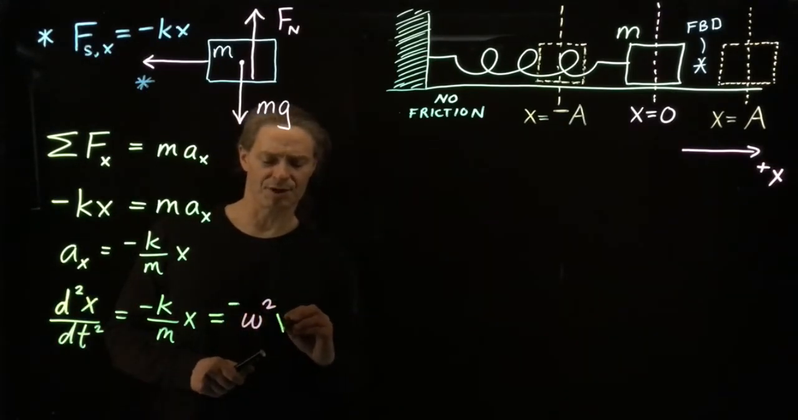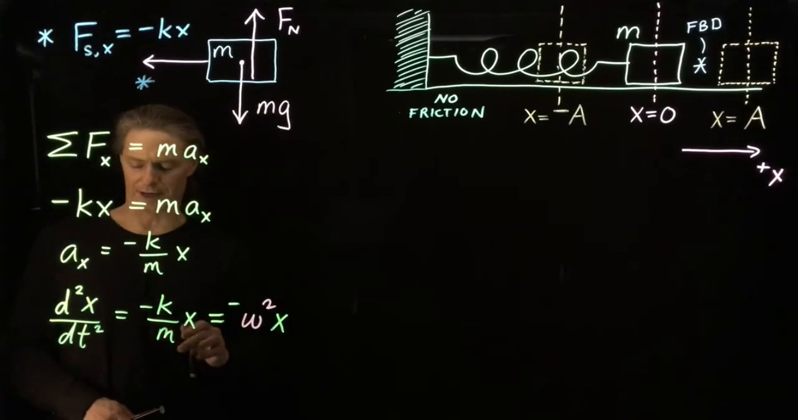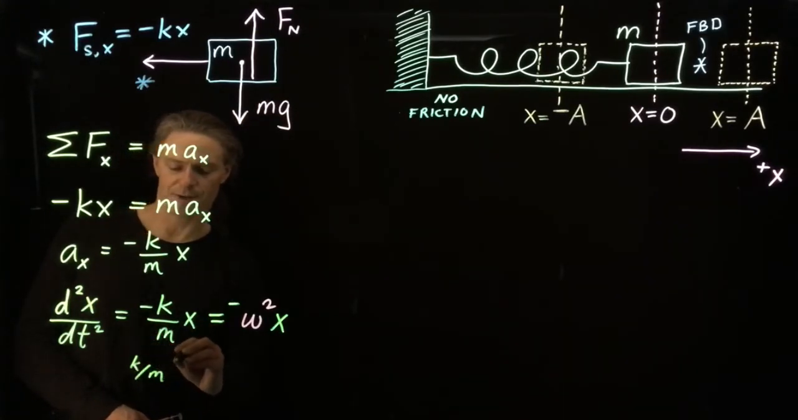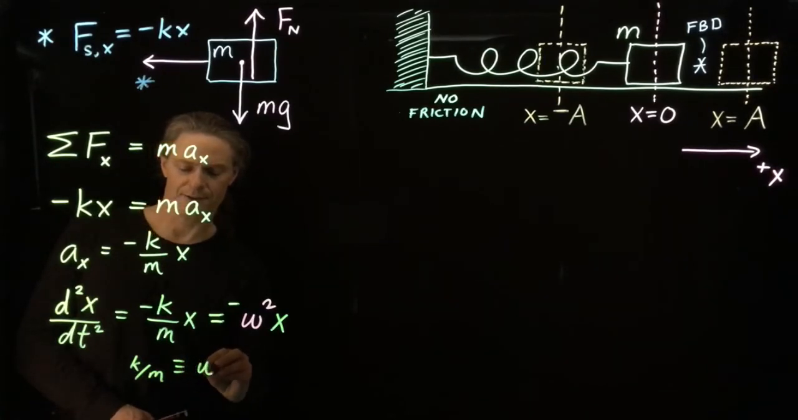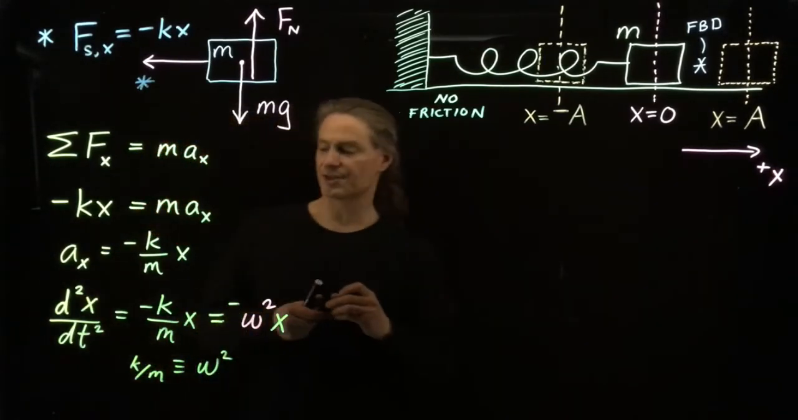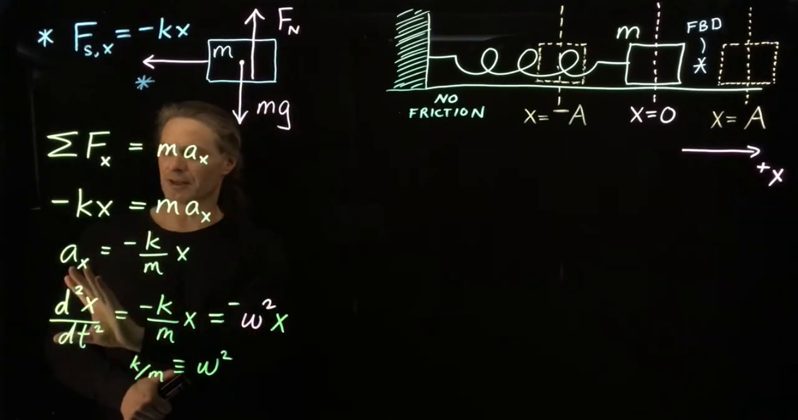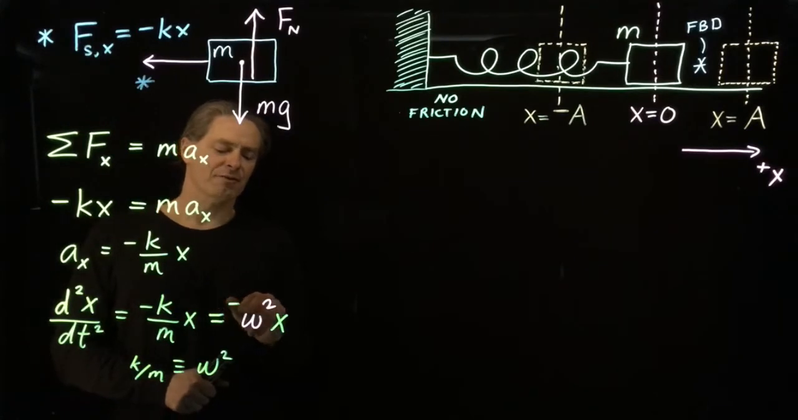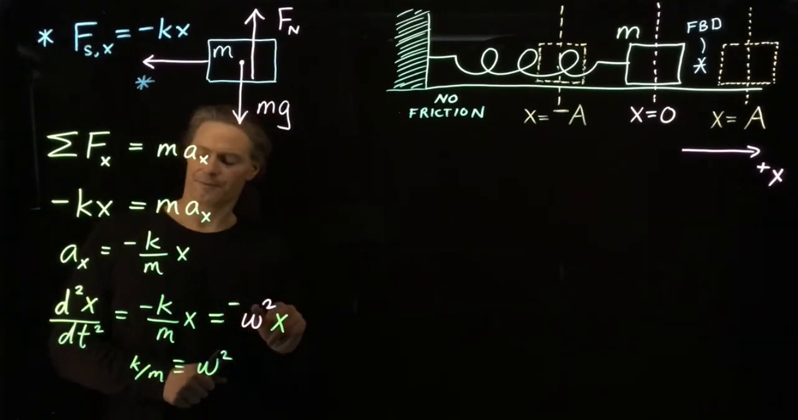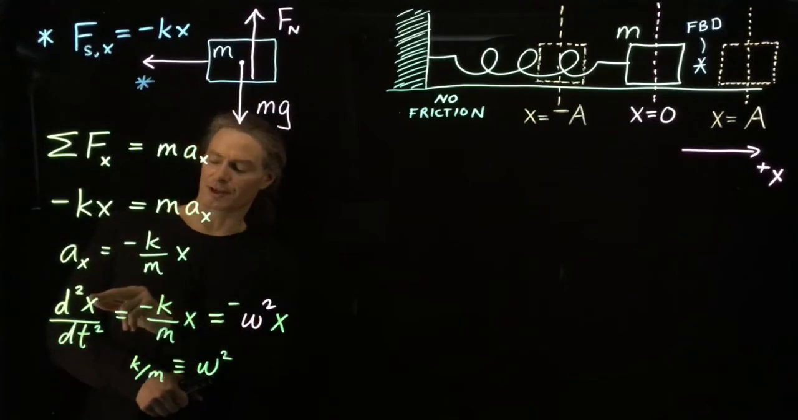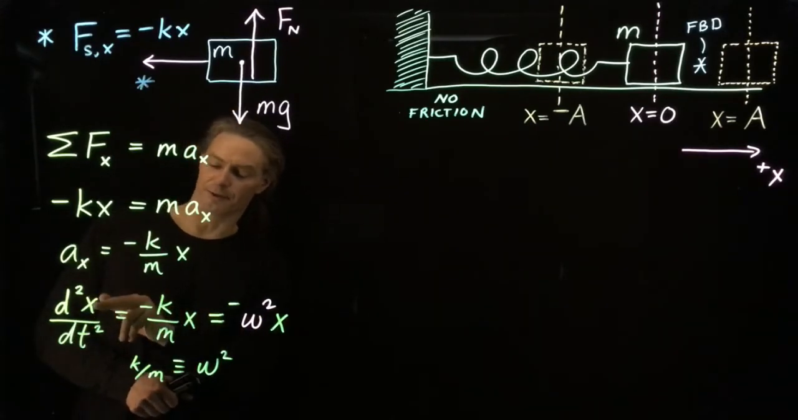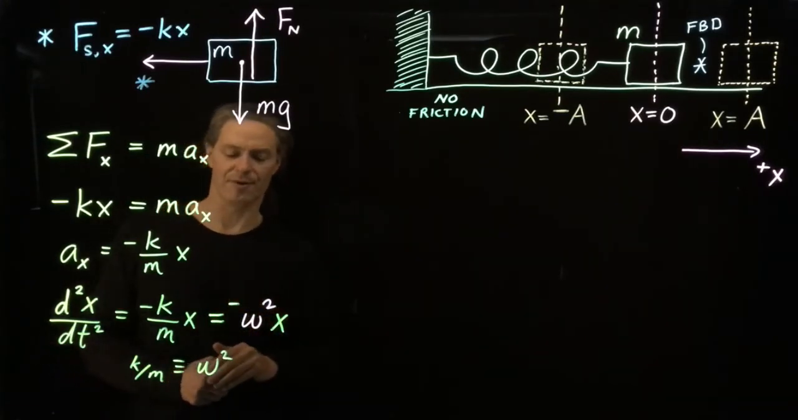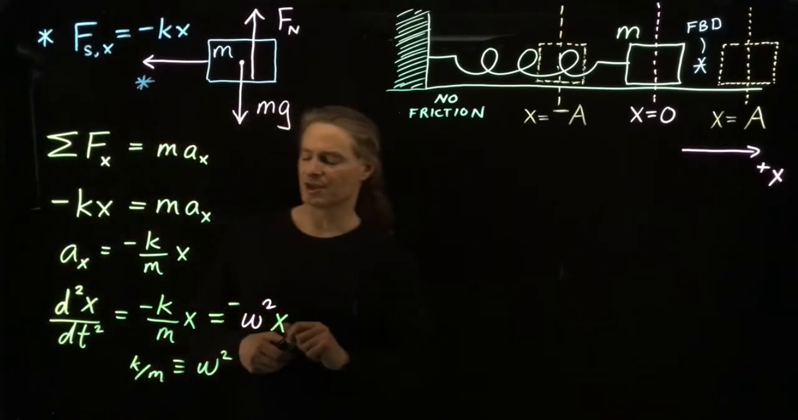And that's just a substitution. So this whole k over m, I'm just making the substitution, defining k over m to be omega squared. All right, so now this is just math. We have the second derivative of x with respect to time equals the negative of some constant squared times x. So we've got the second derivative of something equals the negative of a constant squared times that something. All right, this is a very common differential equation.